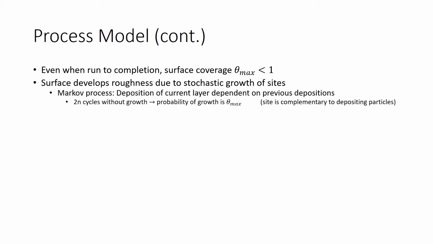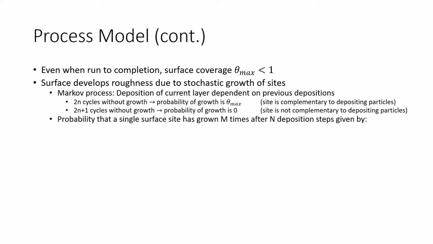If a specific site has gone an even number of cycles without growth, the probability of growth is theta max, the surface coverage. This corresponds to a particle attempting to bind to a complementary surface site. However, if this site has gone an odd number of cycles without growth, then the probability of growth in this cycle is 0, since it corresponds to a particle attempting to bind to a non-complementary surface site.